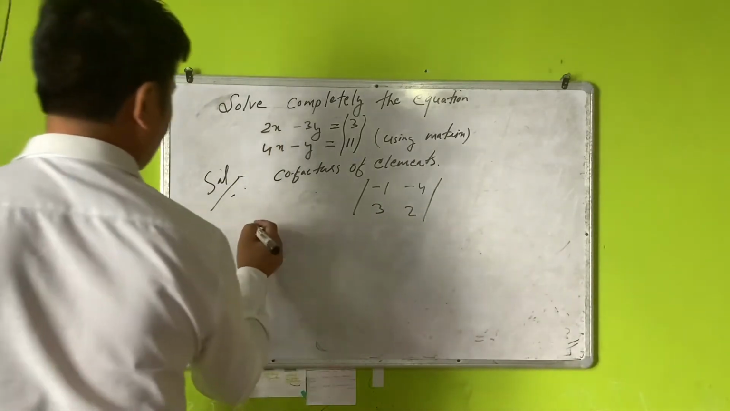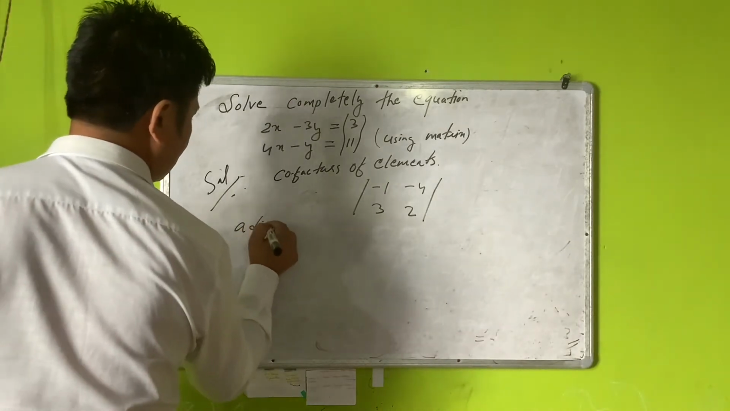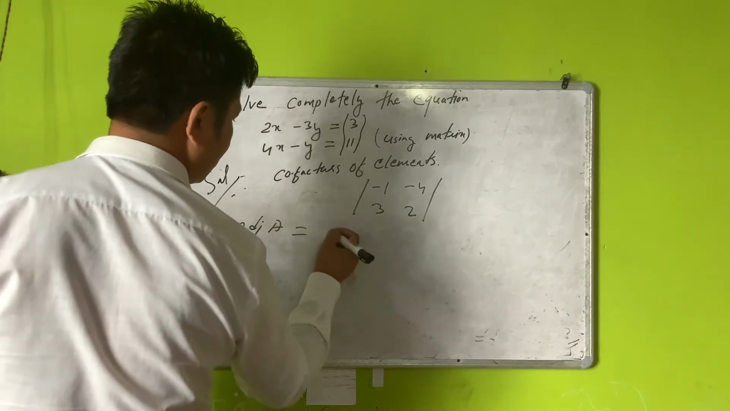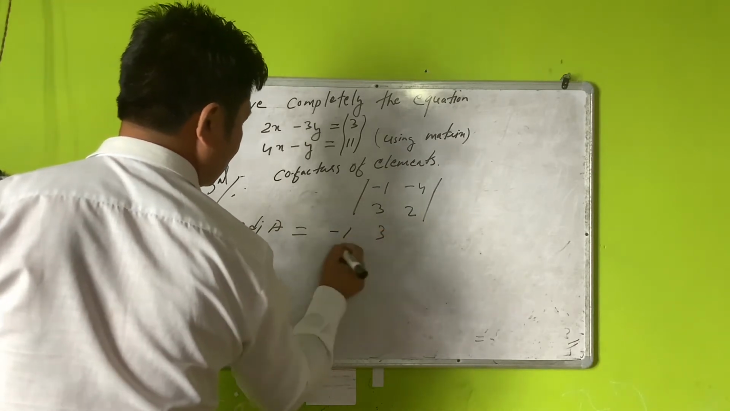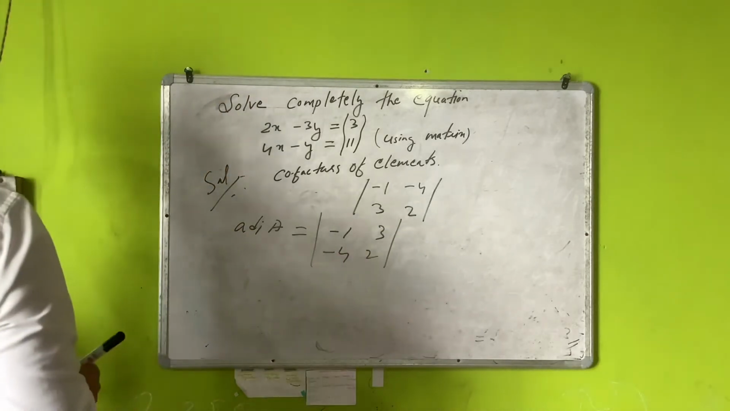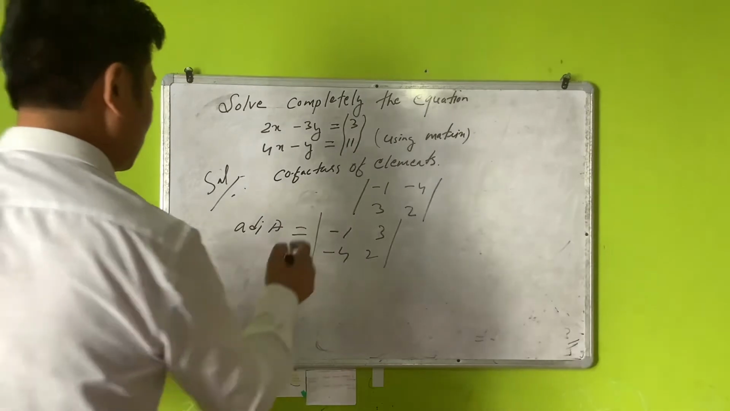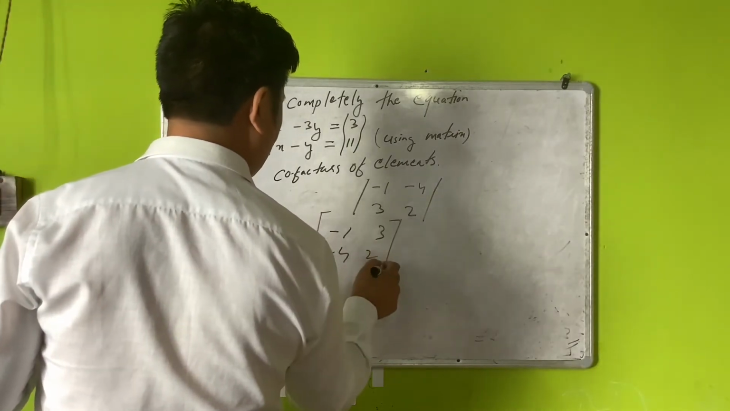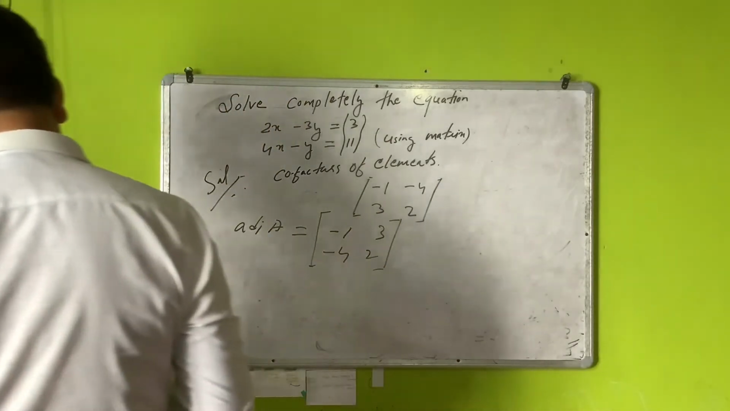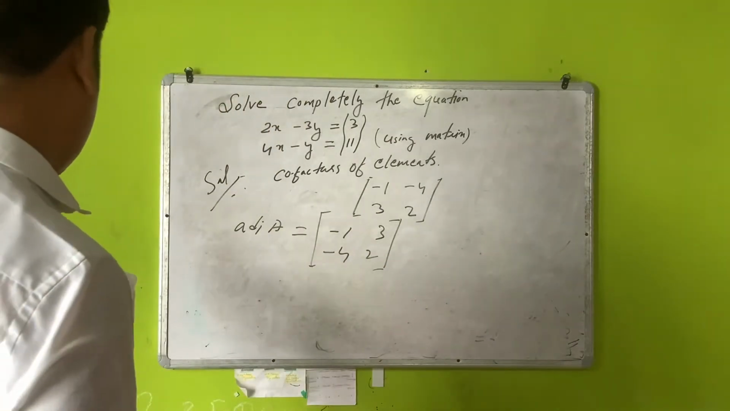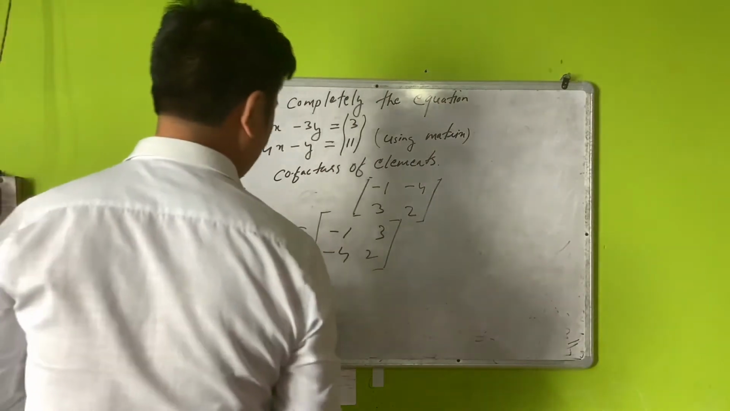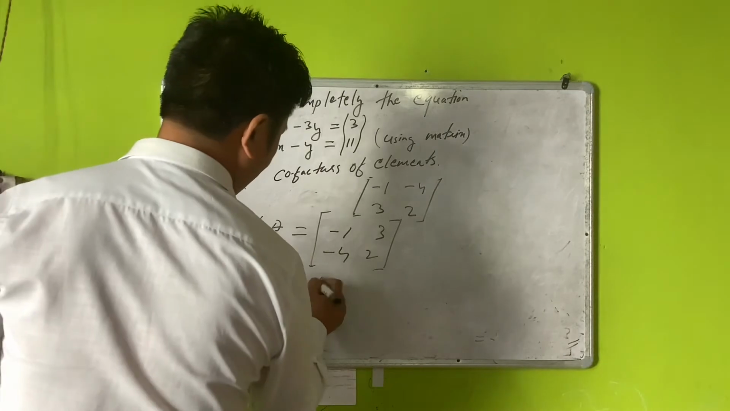Now the adjoint of A. The adjoint of A is equal to the transpose of these cofactors: -1, 3, -4, 2. This is your adjoint of A. Now since you found the adjoint of A, you can easily find A inverse.